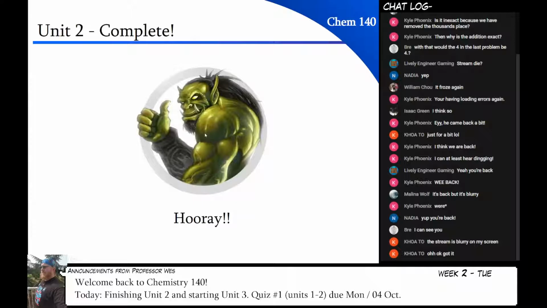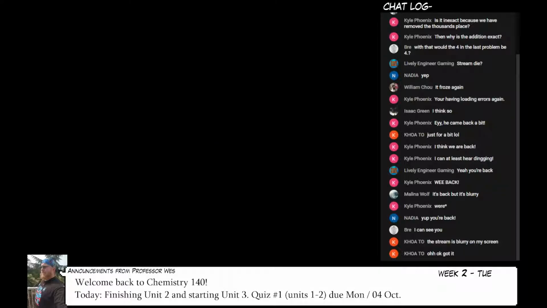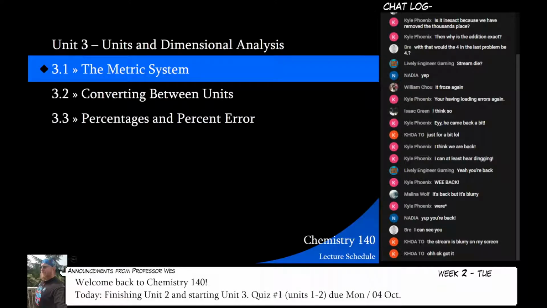So we're just going to skip straight to the end. And we'll get Unit 3 set up here, so give me a second. That's Unit 2. Oh, there we go. Okay. Just takes a second to load, I guess. Okay, it should be on your screen now.